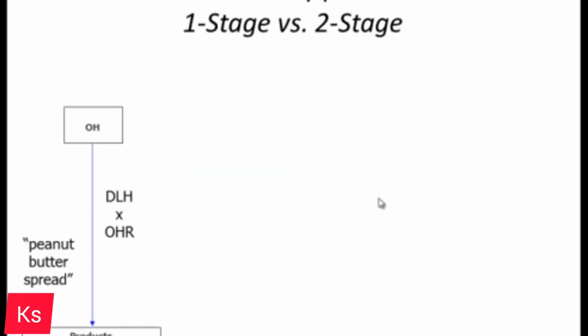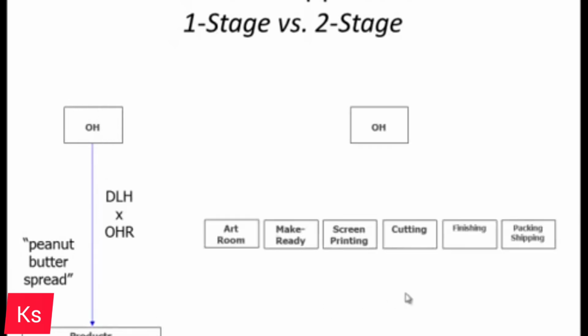Here's again the picture of our single-stage allocation system. That's a one-stage system because overhead is allocated just one time using one overhead rate. Compare that with a two-stage system. In a two-stage system, we allocate overhead in two steps. First, we take all of our overhead and we separate it into different departments. So for example, suppose we have a printing company and we have various departments such as the art room, the make-ready room, the screen printing. We have one overhead cost pool.